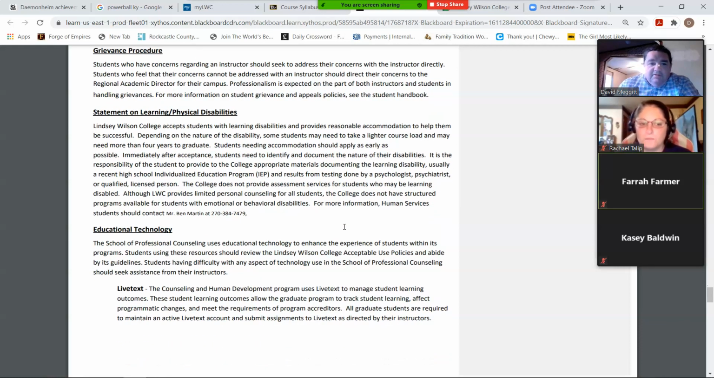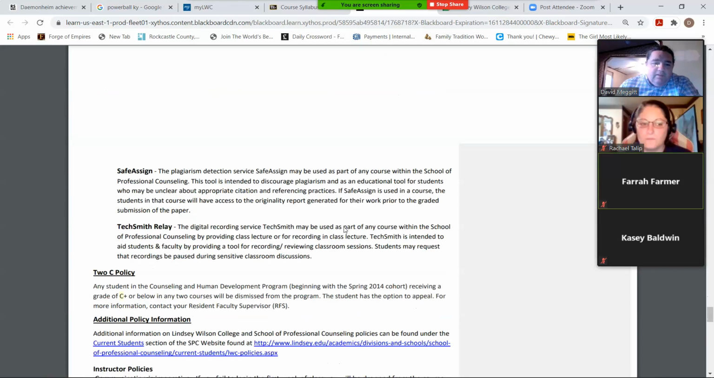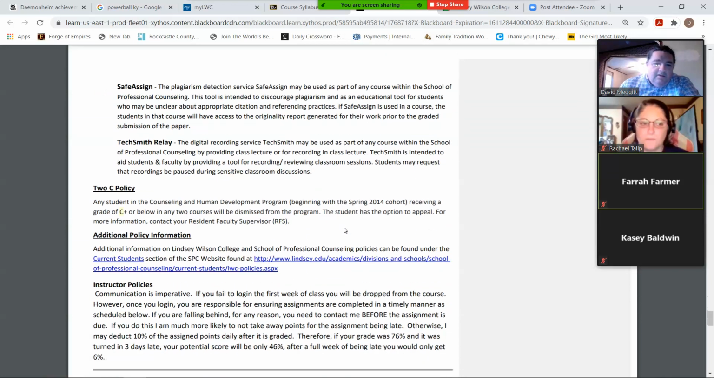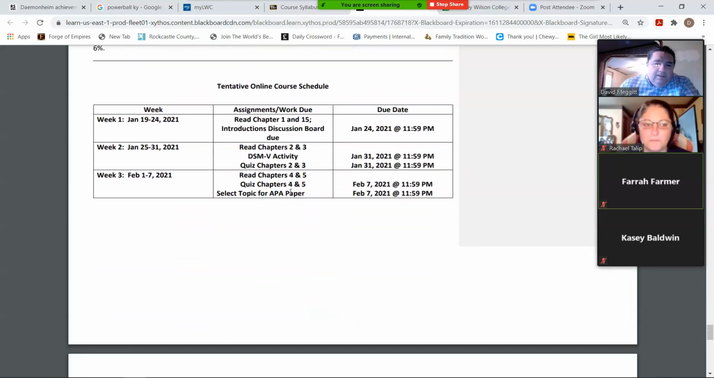There's grievance procedures, etc. We do use technology. We don't use live text here. Safe assign, or there's not really going to be any reason to use TechSmith Relay. Here is the breakdown of the coursework.